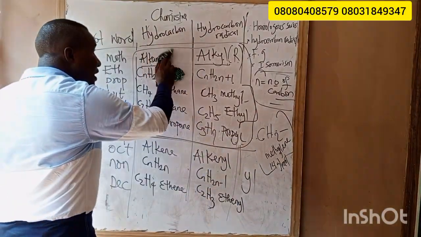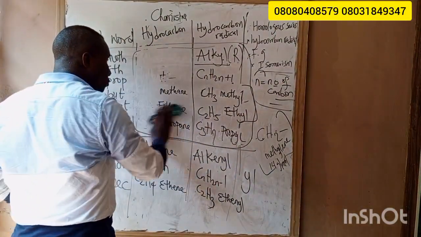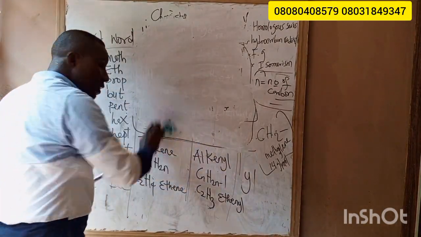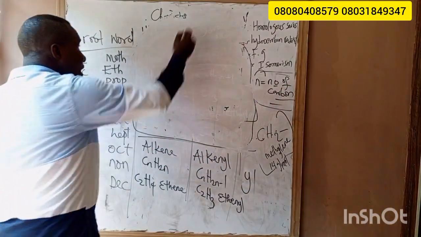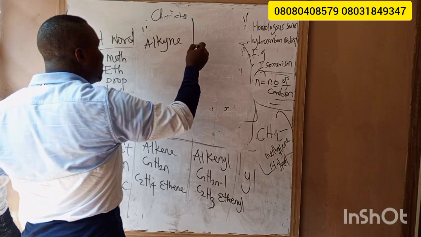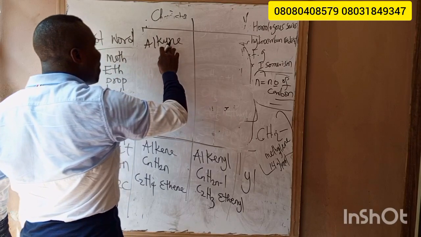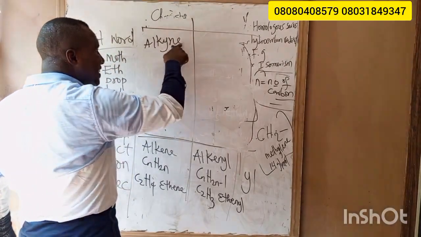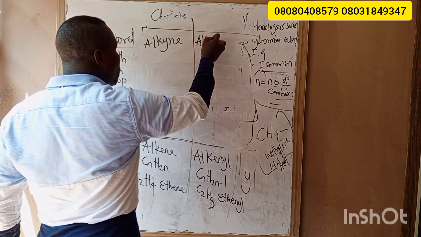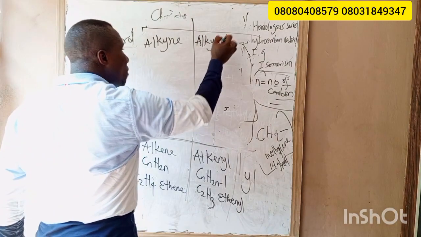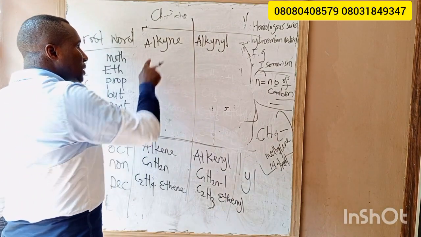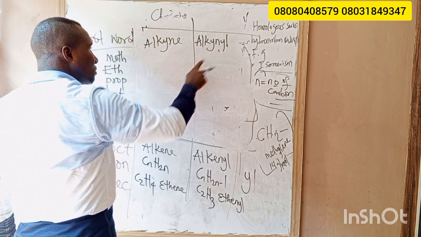Let me quickly give you the next one before we go to functional group. When you have the next one, alkyne, the hydrocarbon radical of alkyne will be what? Just change this E to YL. That means alkynyl. Take note of that.